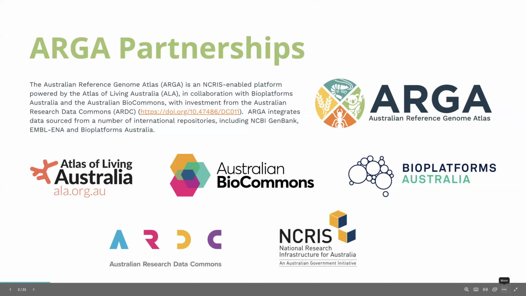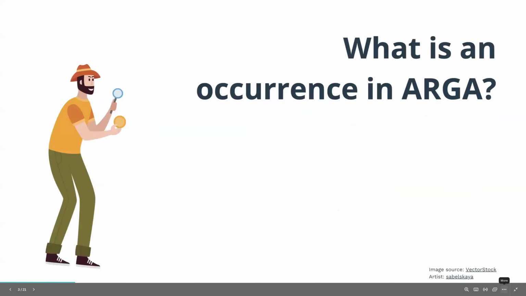We have also received funding from the Australian Research Data Commons, and we are what is known as an NCRIS facility, which is a facility available to support researchers and their research in Australia, and that's funded by the federal government. So the big question for the day is, what is an occurrence?